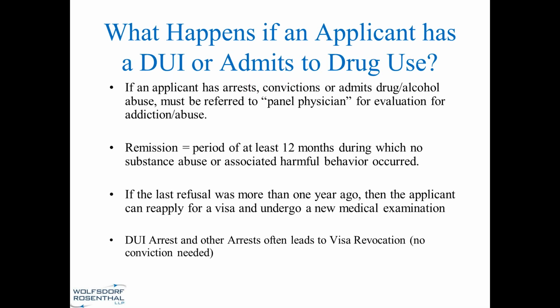One of the things that we're seeing more often now is applicants having issues because of alcohol use and driving under the influence charges, or if you admit to drug use. So if you have an arrest, a conviction, or admit to drug or alcohol abuse, the consular officer has to refer you to a panel physician in that country for an evaluation. And if they find that you have a problem, you may not be able to get your visa for an additional year. They want to see remission, so they're looking to see that you have at least 12 months during which no substance abuse or associated harmful behavior has occurred.